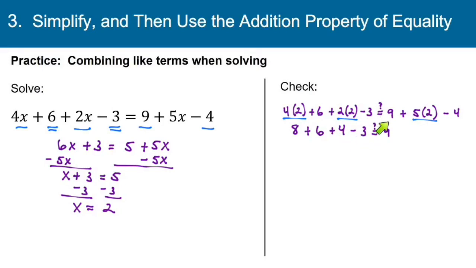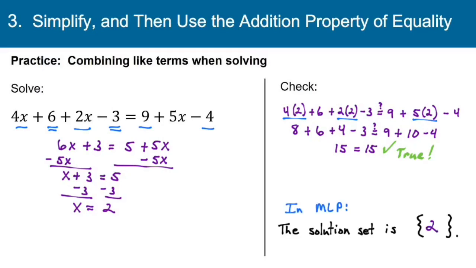On the right side we have 9. 5 times 2 makes 10, and then we have minus 4. Now let's add everything up and see if the two sides match. 8 plus 6 is 14. 14 plus 4 is 18, and 18 minus 3 is 15. On the right side, 9 plus 10 is 19. 19 minus 4 is also 15. So this solution is verified, and we can say that the solution set is 2.